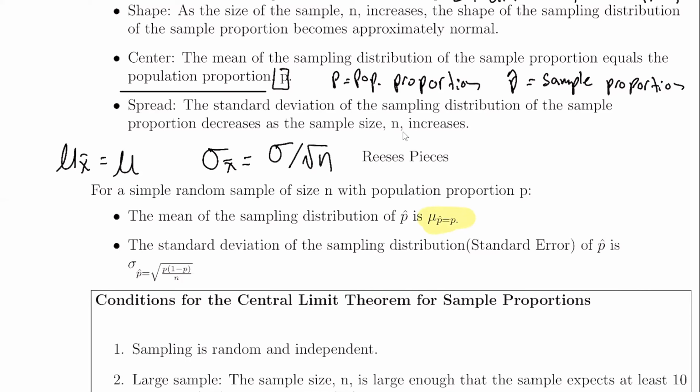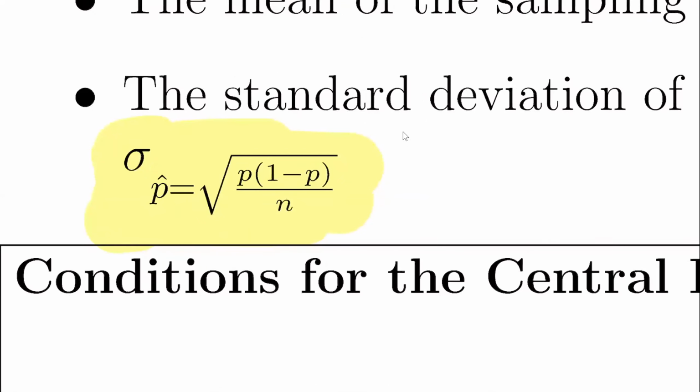Also, there's a new formula, because this one is sigma of x bar, and this is sigma of p hat. So sigma of p hat is equal to this, and let's blow it up for you. Sigma of p hat is equal to the square root of p times 1 minus p, divided by n. And that's how we're going to calculate our standard deviation. So for the standard deviation of a sample proportion, we're going to take the square root of p times 1 minus p divided by n. Any question in regard to mu of p hat or sigma of p hat?